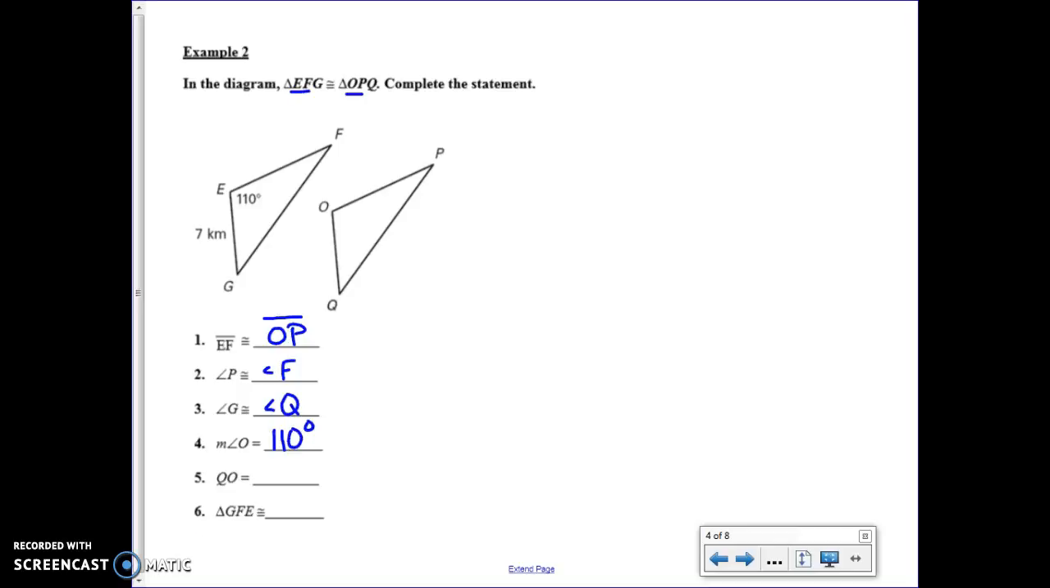This next one as well says QO, but there's no bar on top of it, and I have an equal sign. That tells me I'm looking for a value. So QO matches up with GE in the left triangle, so it's 7 kilometers.